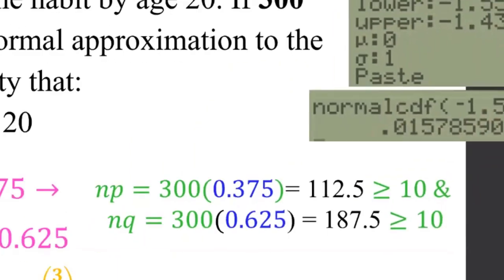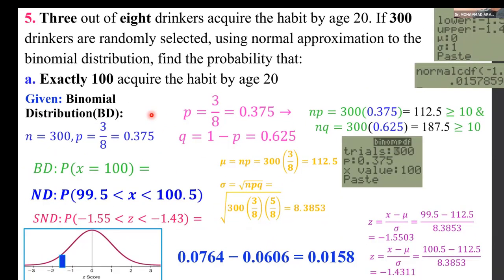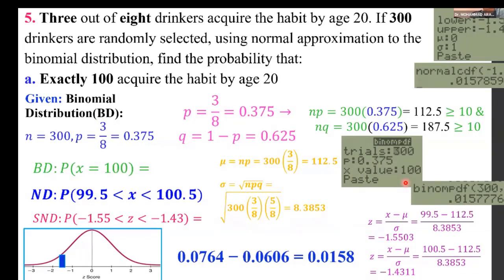To show how close we are to the actual value, we are going back to the actual binomial distribution, and we calculate the binomial PDF for n being 300, p being 3 over 8 or 0.375, for the x value of 100. And here's what we notice. Look at all those three values.